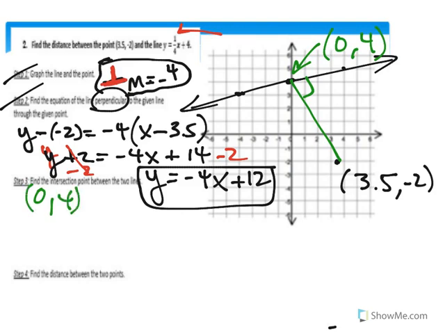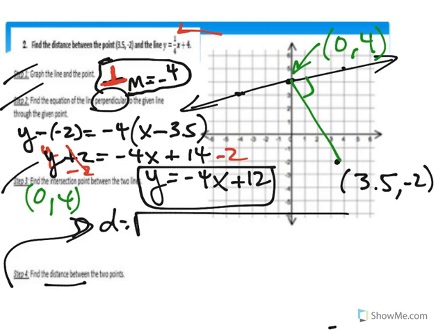And then finally step 4. Step 4 is to find the distance. We're going to use the distance formula, and I'll just come right up here with it again because it does take a little bit of writing.